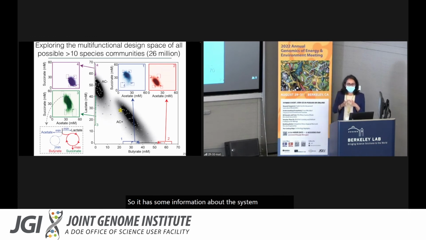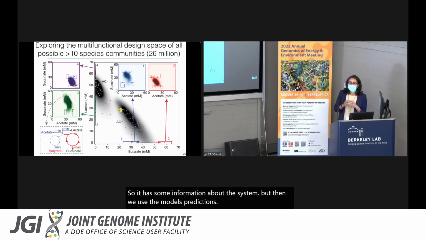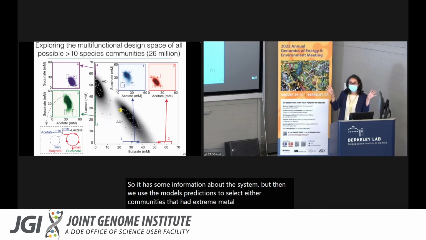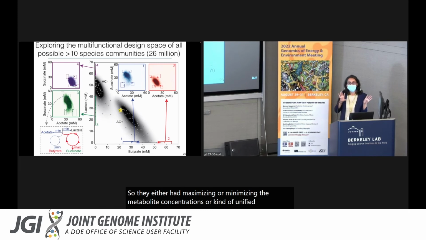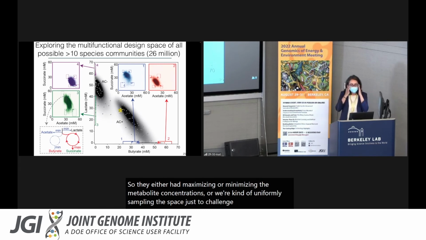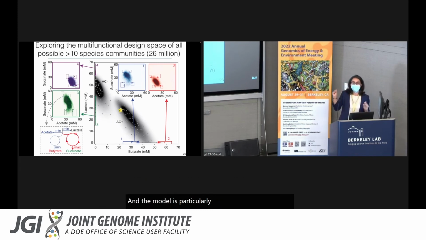But then we use the model's predictions to select either communities that had extreme metabolic profiles, so they were either maximizing or minimizing the metabolite concentrations, or we were uniformly sampling the space just to challenge our model. And the model is particularly challenged in the corner cases.